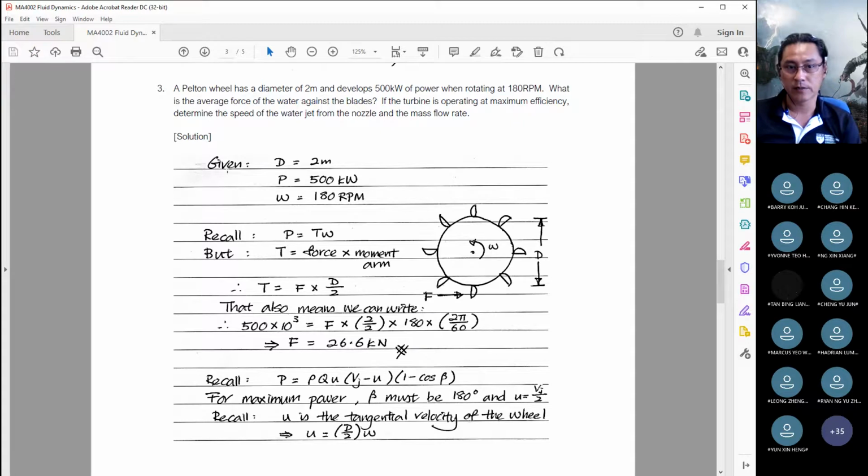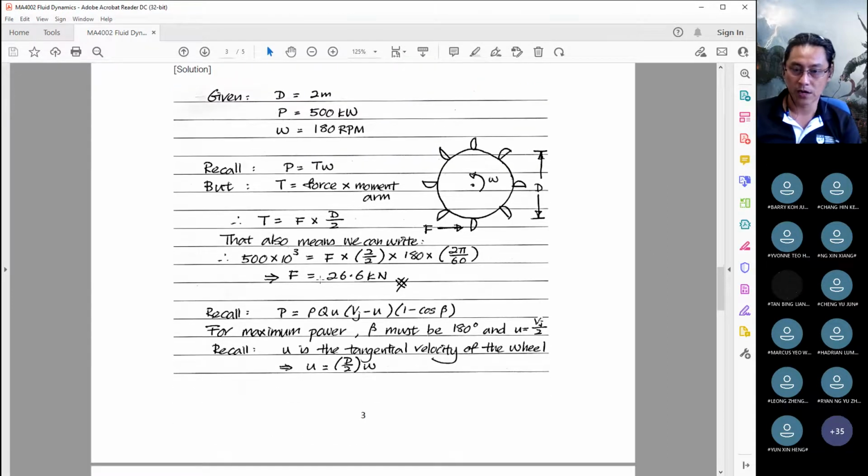Now, next, we're asked to find the speed of the water jet when the turbine is operating at maximum efficiency. Now, power of a Pelton wheel, in this case, is defined as such: P equals rho Q, U into Vj minus U, times 1 minus cosine beta. U is the tangential velocity of the Pelton wheel. Vj will be the water jet velocity. Beta will be the blade angle associated with the Pelton wheel blade.